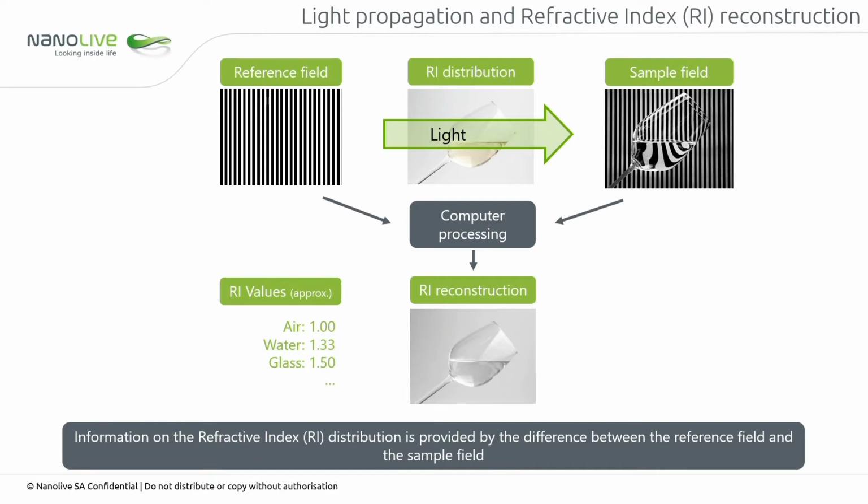And this is exactly what we do with Nanolive imaging, except that instead of having a glass of wine, we actually have cells in the middle. And as each cell has different compartments and different organelles, which all have different refractive indexes, this is how we can then obtain images of the cells in high resolution.